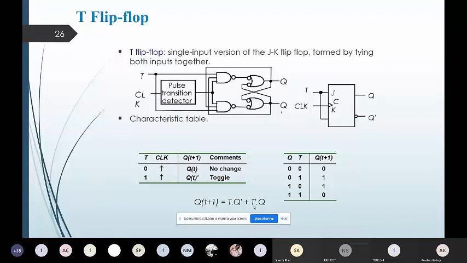So in the next part of our lecture, we are going to see how these characteristic tables will be used in designing and in representing the state tables and state transitions.